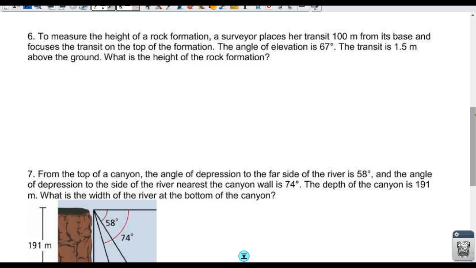All right, so we're going to start with number 6. It says, to measure the height of a rock formation, a surveyor places her transit 100 meters from its base and focuses the transit on the top of the formation. The angle of elevation is 67 degrees. The transit is 1.5 meters above the ground. What is the height of the rock formation?